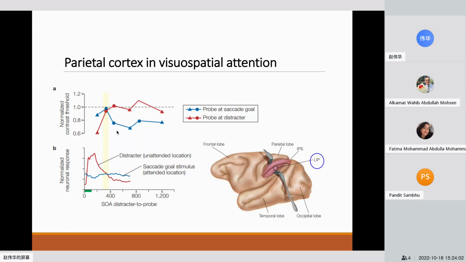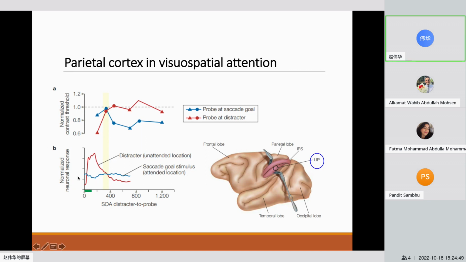But around 400 milliseconds, the curves cross. Before 400 milliseconds, the results showed this pattern, but after 400 milliseconds, the pattern converted. The performance is better at the saccade target location. This tells us that the distractor briefly captured attention to its location, but then attention returned to the location of the saccade goal.